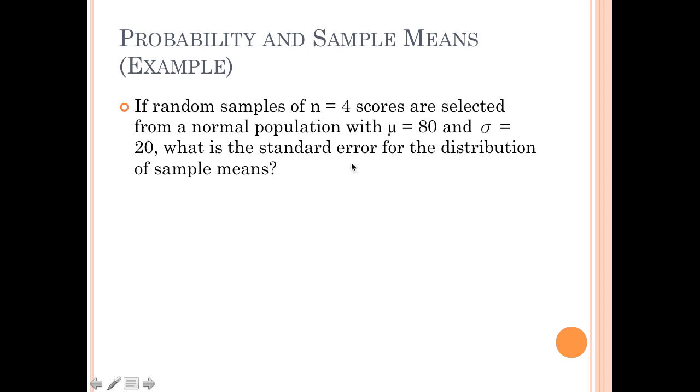So here, the standard error of this distribution of sample means would be 20 divided by the square root of n. So your standard error of the mean would be 10.